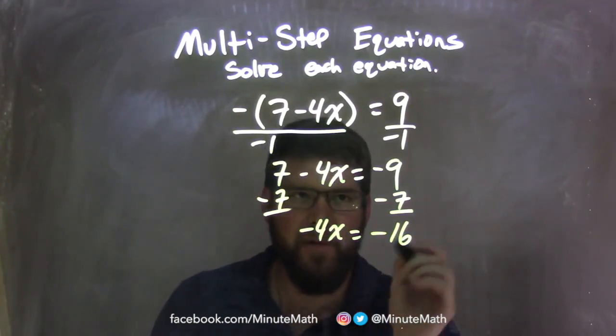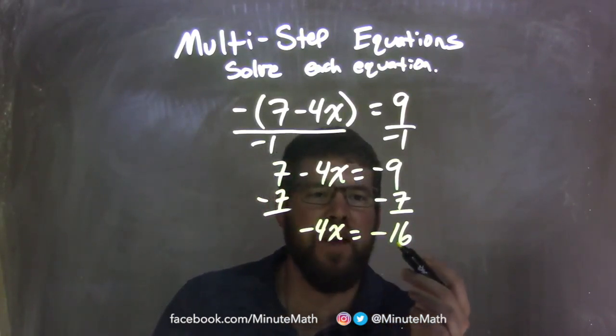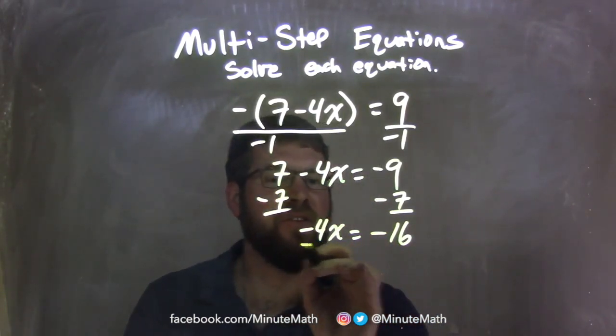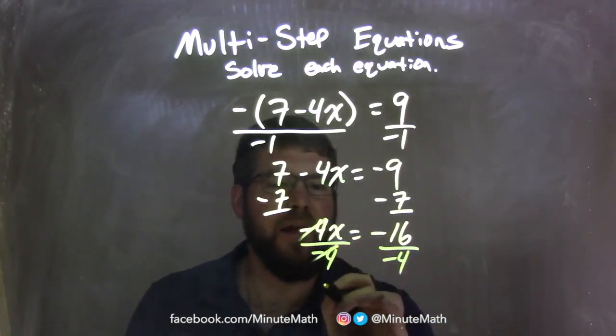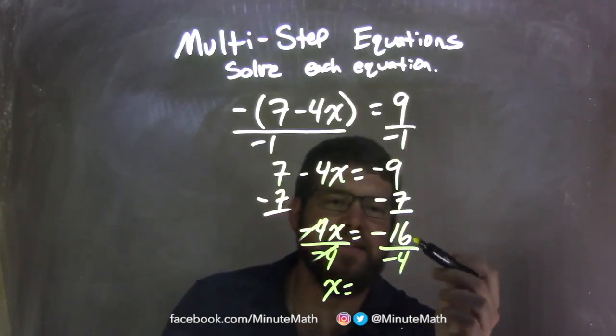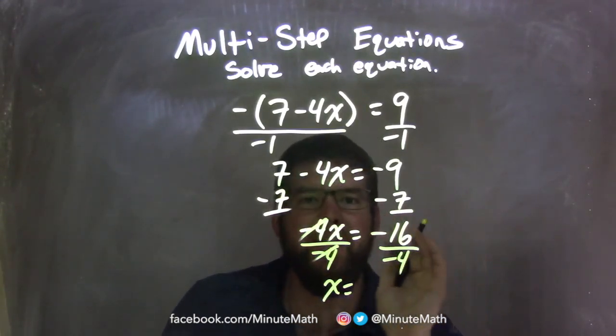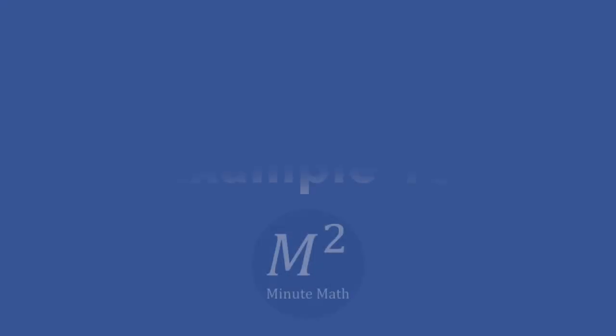Okay? Negative 16. It's a more negative number. So a negative 4x equals negative 16. Also, multiplication is division. So I'm going to divide by negative 4. And remember, the negative 4's will cancel, and a negative divided by a negative is a positive. So negative 16 divided by a negative 4 is a positive 4. And that is my final answer.